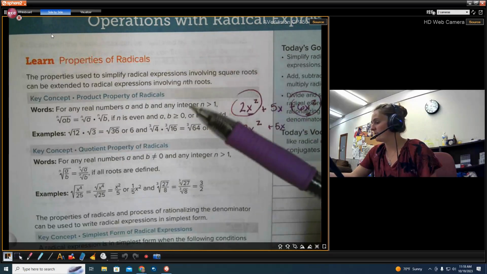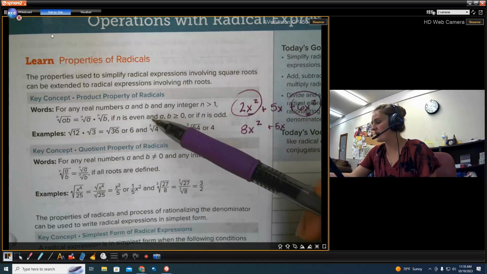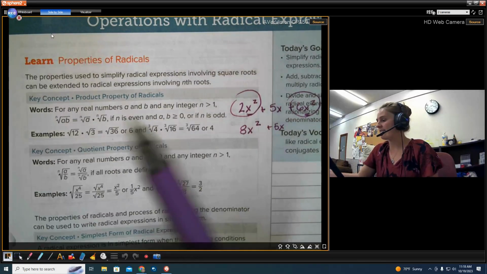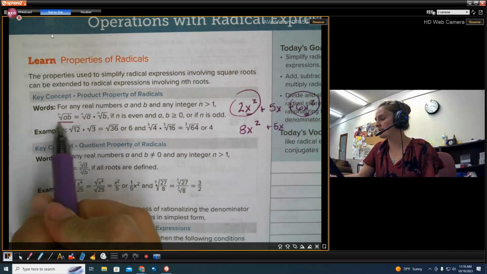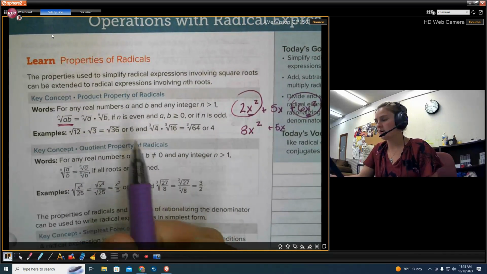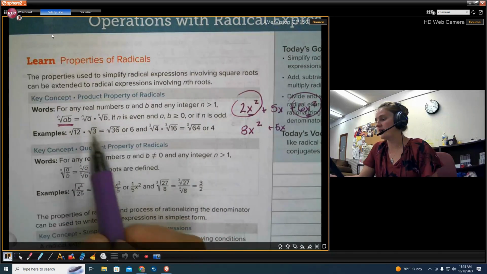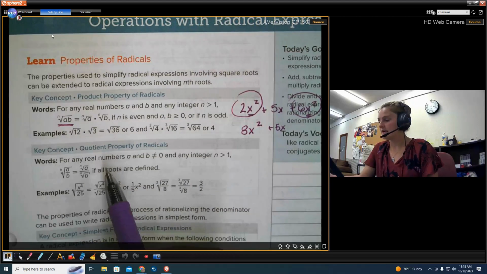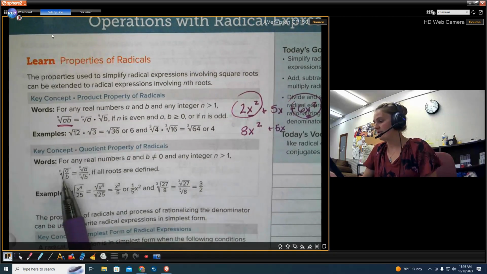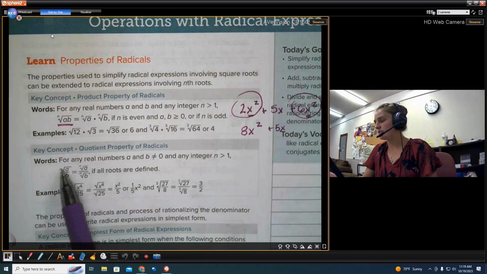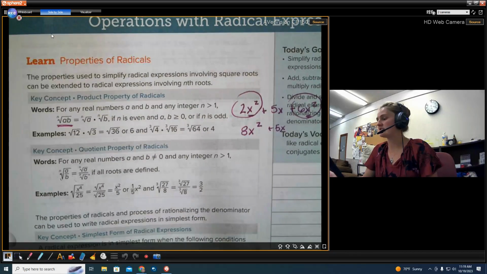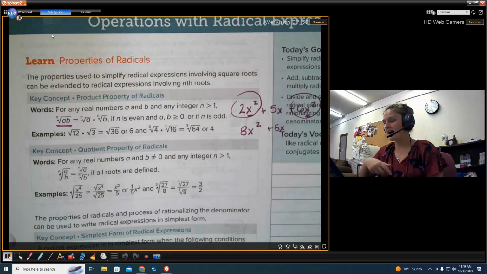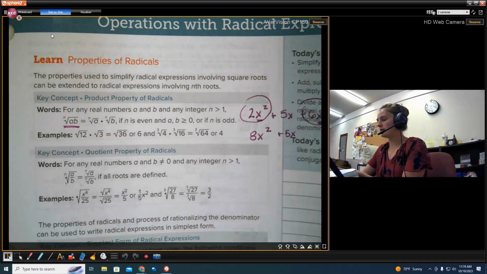So we have a couple of different properties. We have the product property of radicals and the quotient property of radicals. The product property says that for any radicals that are multiplied under the same radical, you can separate them into two separate radicals with the same index. And then same thing for the quotient property. If they're divided under one radical, you can actually separate them and divide them as two separate things with the same index.